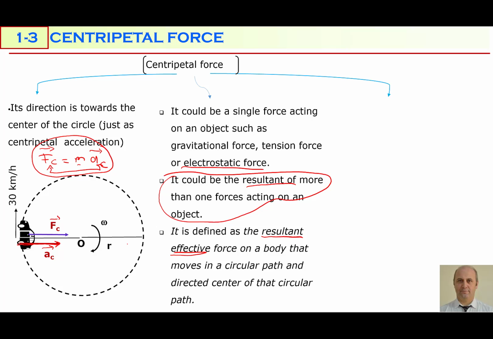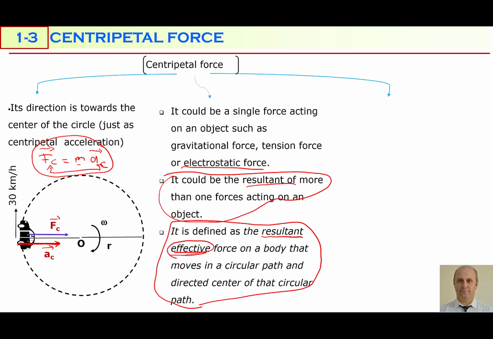But this word effective has an important function in this sentence. Centripetal force is the resultant effective force on a body that moves in a circular path, and this resultant force will be directed to the center of that circular path. This is the definition of centripetal force, or the force that maintains circular motion of an object.